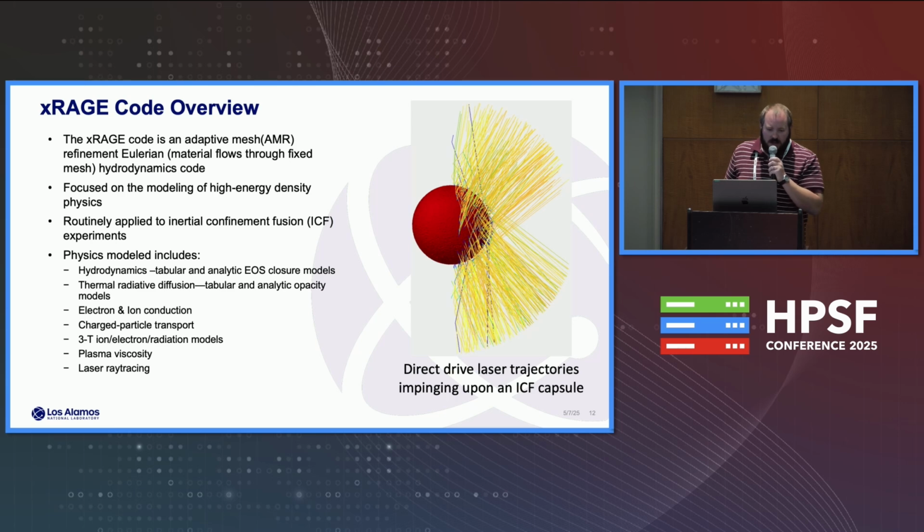Next code is xRAGE. xRAGE is an adaptive mesh refinement Eulerian hydrocode. The last code was Lagrangian. It's mostly used for high energy density physics, such as ICF. It has things like thermal radiative diffusion, charged particle transport, electron and ion conduction, 3T plasma modeling, as well as laser ray tracing. On the right, I asked for pretty pictures from projects. So here's an example of lasers impinging on a direct drive ICF target.